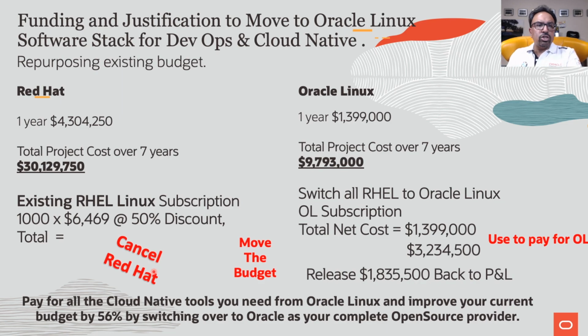Let me do a quick calculation on what that looks like. So if I look at how much you get back over 7 years, it's actually $12.6 million. So you make $12.6 million profit by switching to Oracle Linux for Cloud Native and DevOps, doing the projects I described, funding from an existing project, and it basically costs you nothing. In fact, you made money out of it. Why would you not do it?